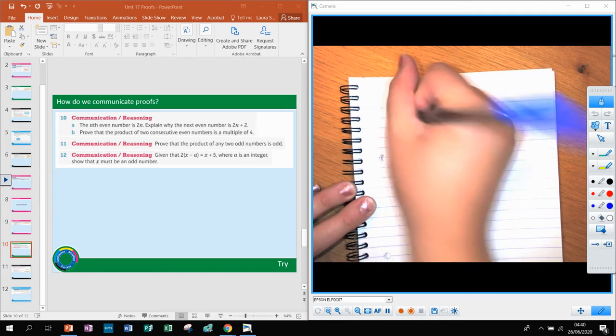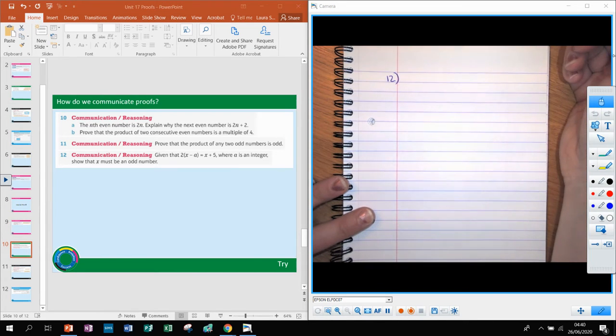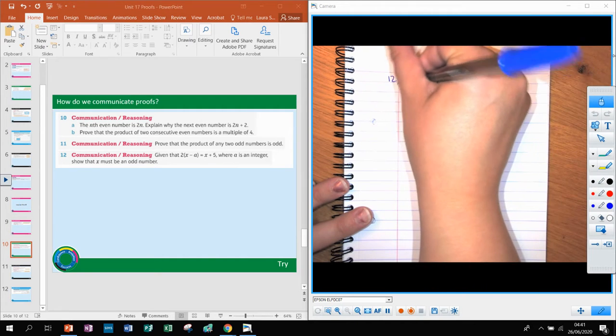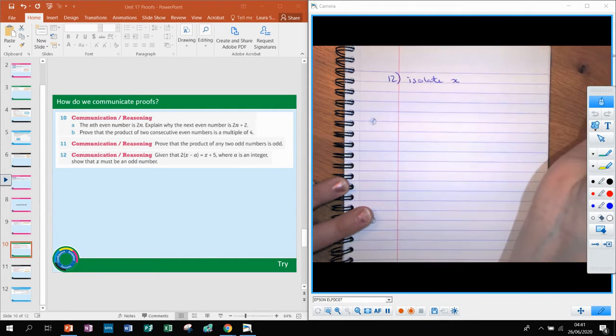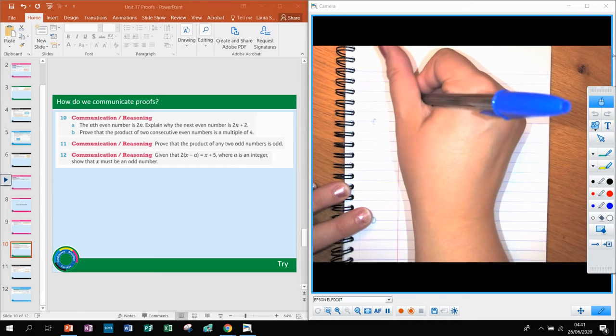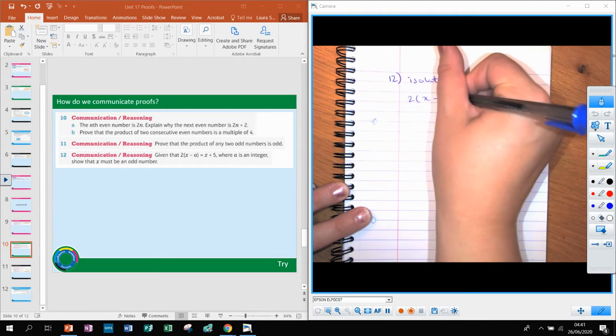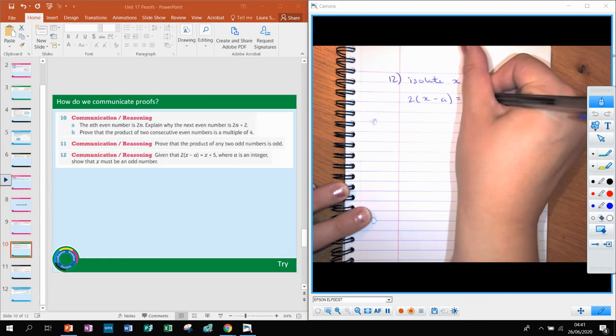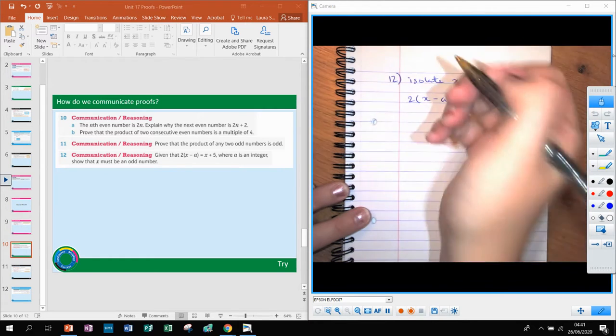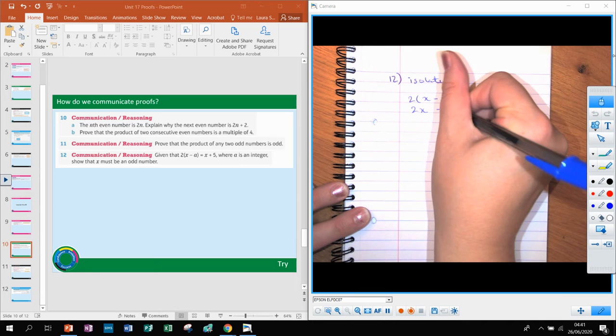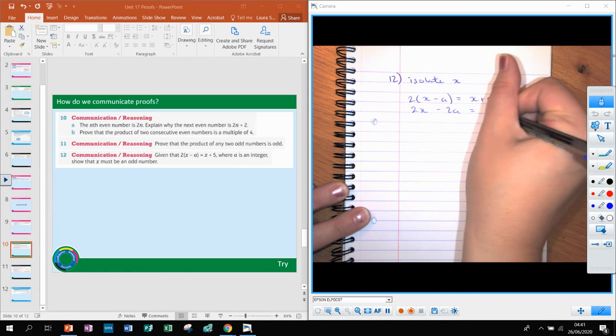Let's take a look at that. This one says, given that 2 times the x minus a is equal to x plus 5, where a is an integer, show that x must be an odd number. So really what we need to do is isolate x. That's code for let's get x as the subject so that we can actually talk about it. So that's going to be 2 brackets x minus a is equal to x plus 5. That we can expand into 2x minus 2a is equal to x plus 5.